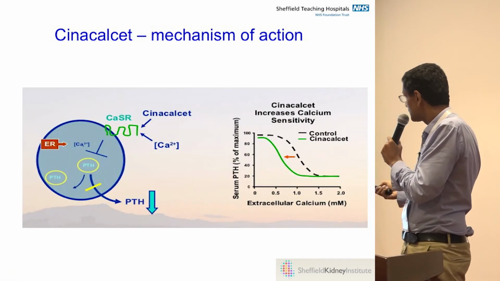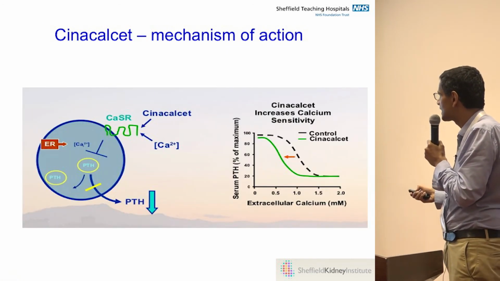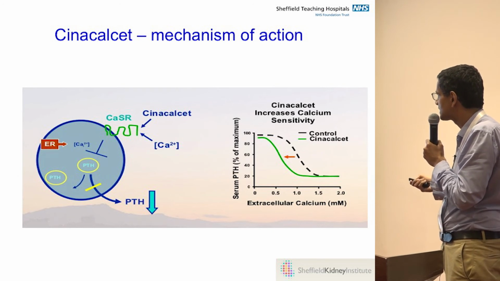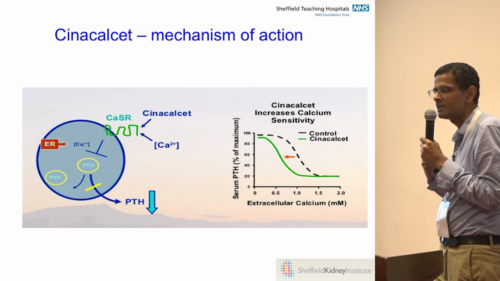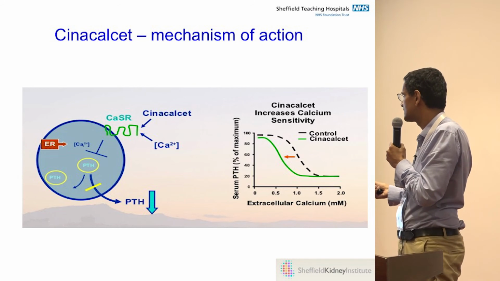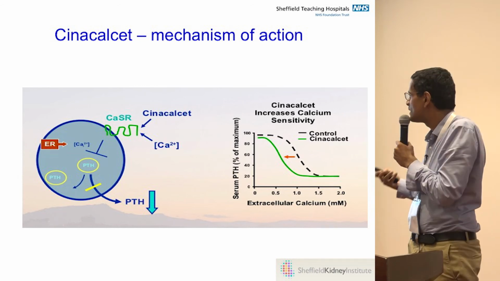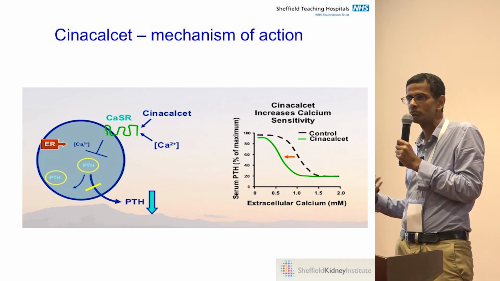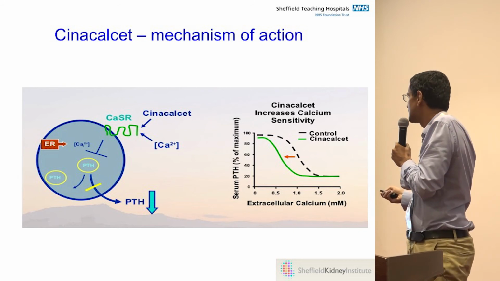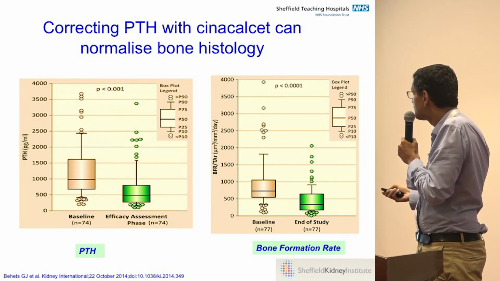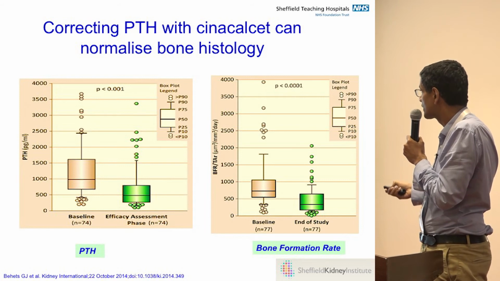Finally, cinacalcet. Cinacalcet is a calcimimetic. So what that effectively does is that it stimulates the calcium sensing receptor and makes the parathyroid gland think there's more calcium around than there is. Okay? And that's a very effective drug for controlling PTH.